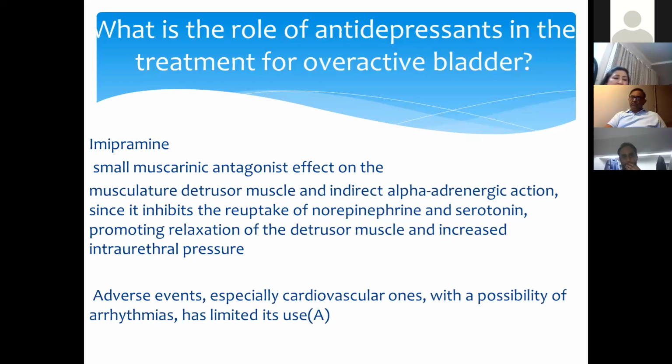It was an online course, spread over 6 months or 4 months, I guess. What I learned from that psychiatric course is that we have to be very careful when we prescribe antidepressants, which have a small anticholinergic effect as well as an alpha adrenergic action on the sphincter, because they inhibit the reuptake of norepinephrine and serotonin both, and it relaxes the detrusor muscle and increases the intraurethral pressure.